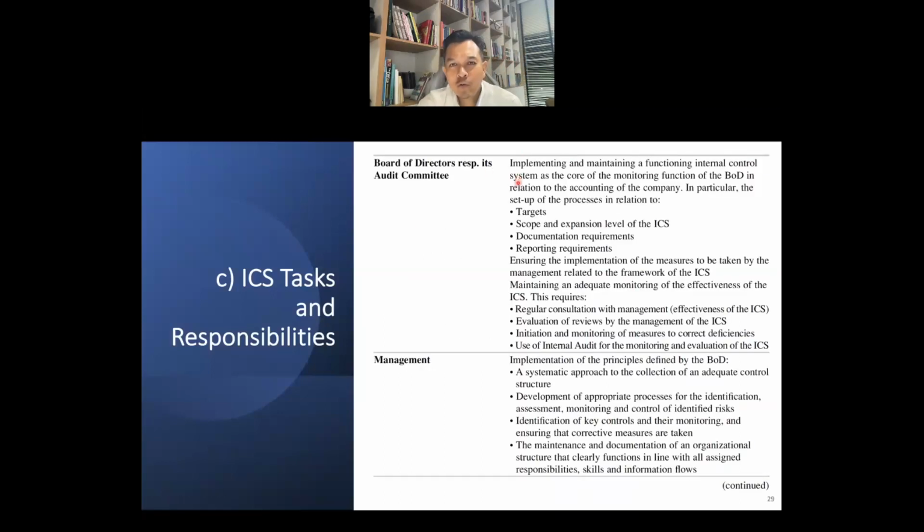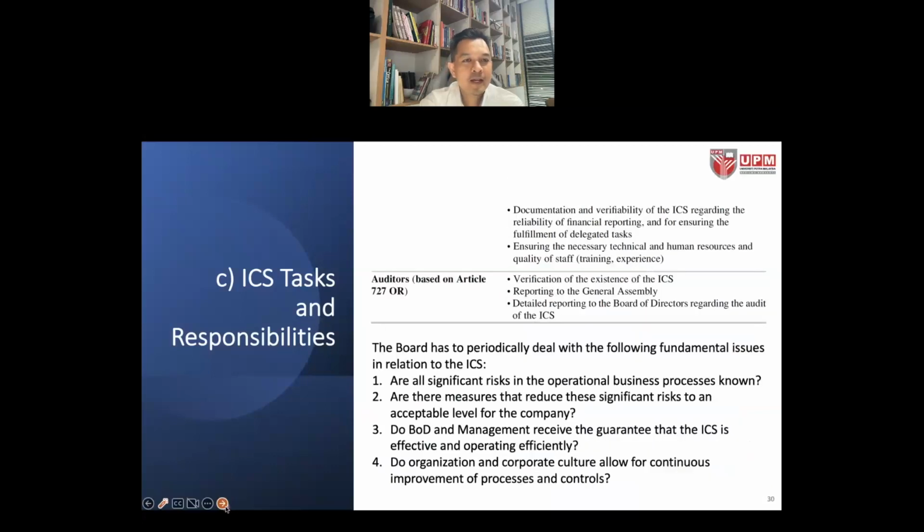Right. So I'm not going to go through the roles and responsibilities for the board of directors and the management. It is easily understood, and you can also read through the roles of the board of directors as well as the management. Okay. But what is important to highlight here is that the board has to periodically deal with the following fundamental issues in relation to the internal control system.